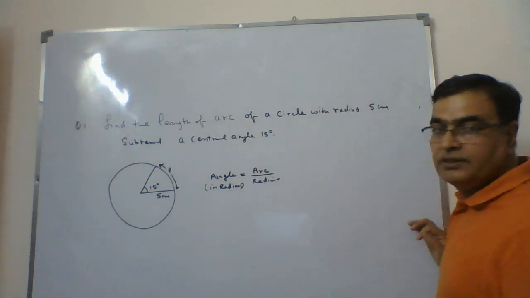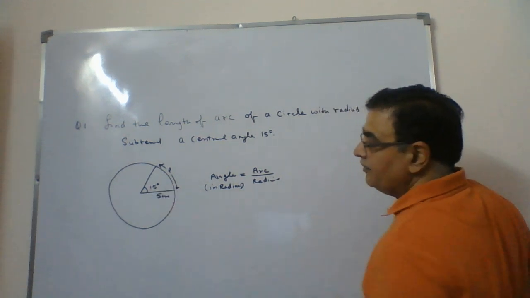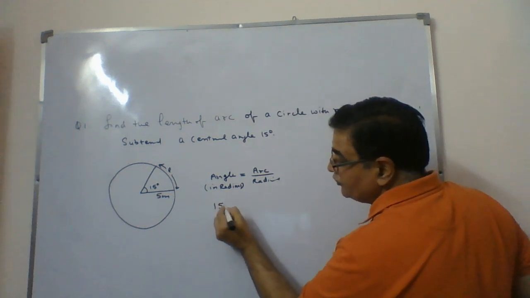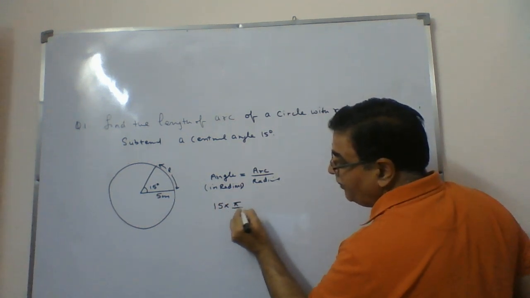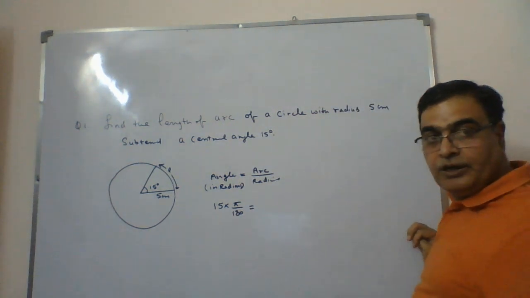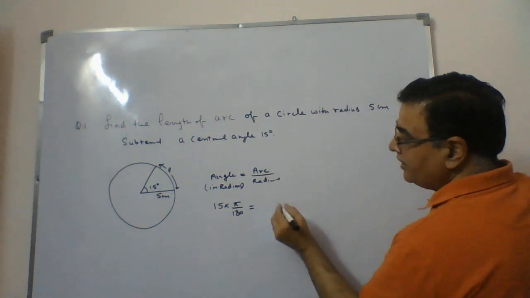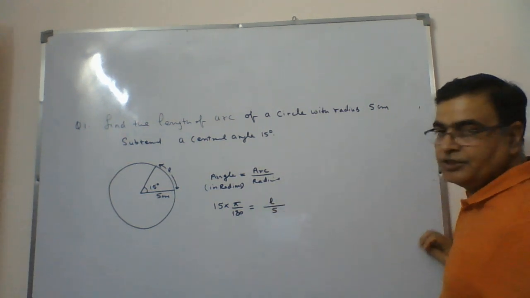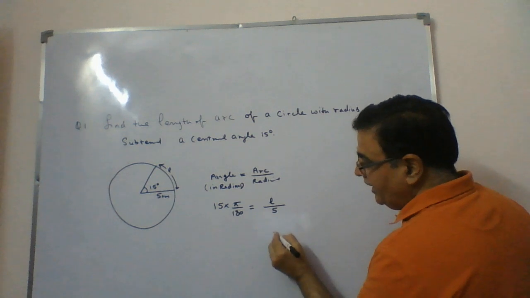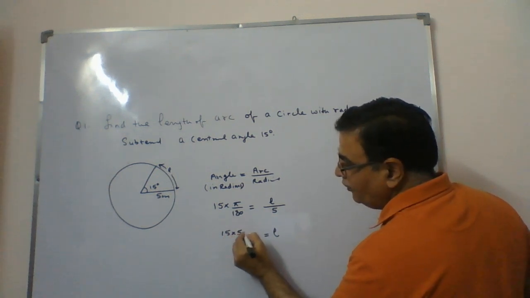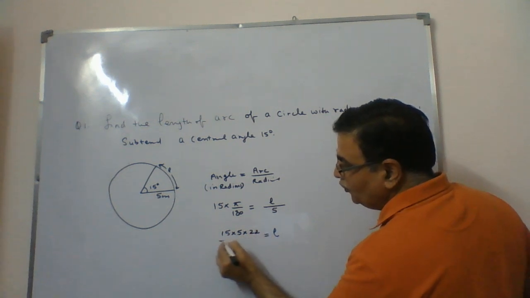This is a must. When the angle is given as 15 degrees, it is given in degrees, so we should convert this into radians. So 15 into pi by 180 radian. This is the angle we have converted in radian. Arc length we want, let it be L, and radius is given 5 centimeter. So L will come 15 into 5 into pi, which is 22 by 7 into 180.